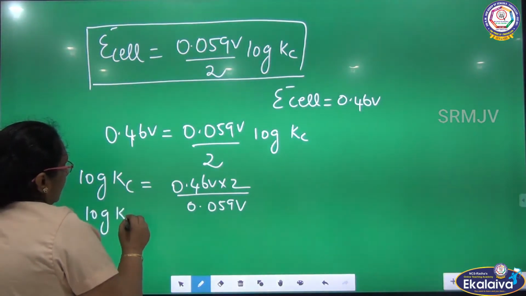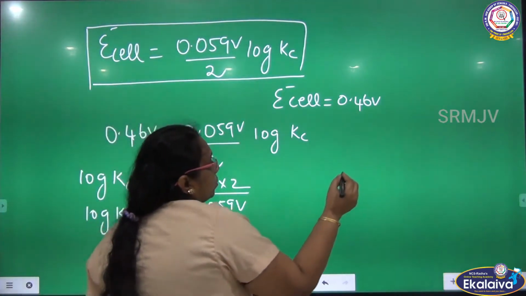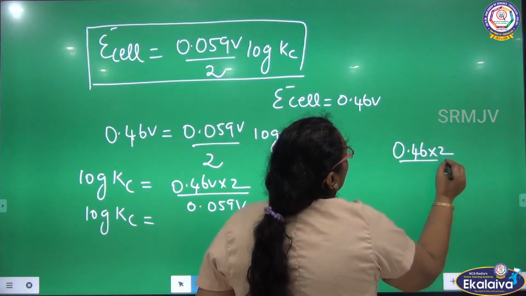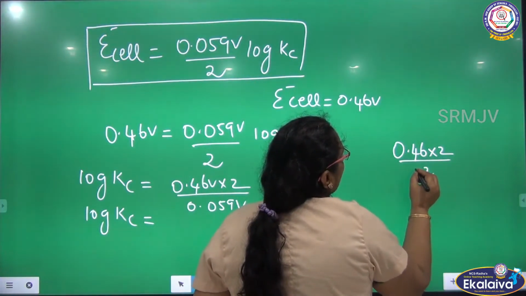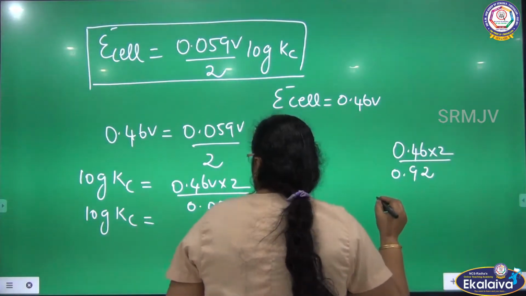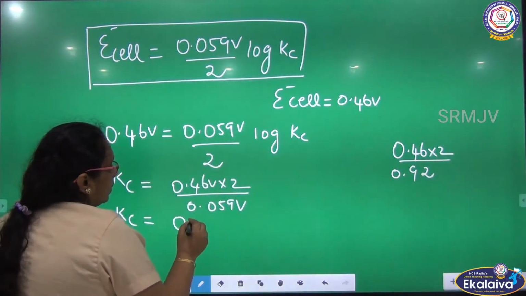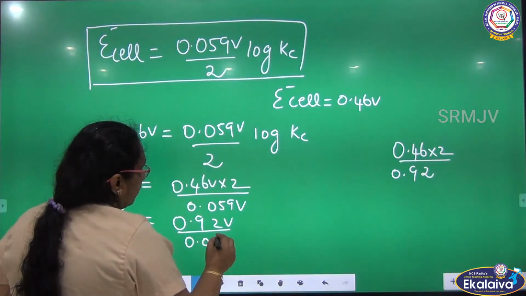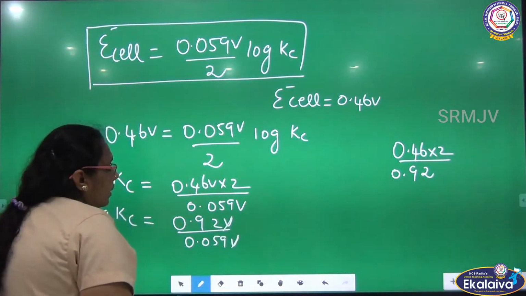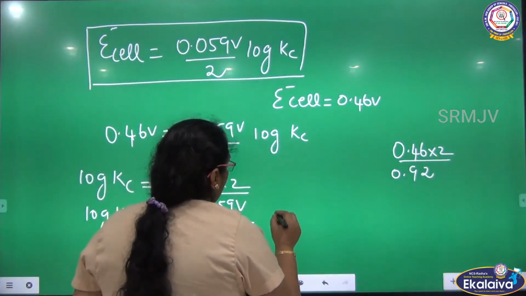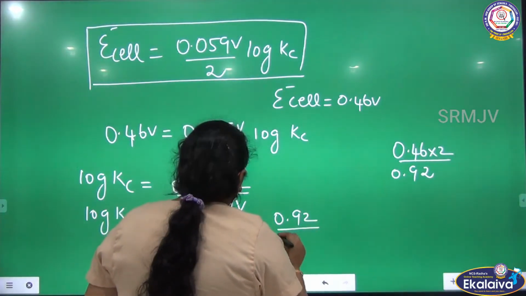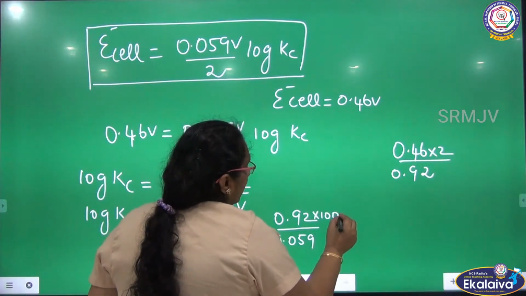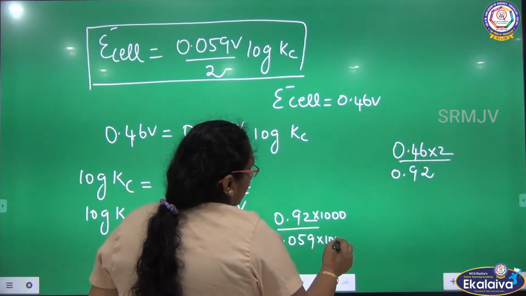Therefore log Kc is equal to 0.46 into 2. What will you be getting? 2 sixes are 12, balance 1, 2 fours are 8, 8 plus 1 is 9, 2 zeros are 0. So you will be getting 0.92 volts divided by 0.059 volts. The volts get cancelled. So you will be getting 0.92 divided by 0.059. If you multiply by 1000, here also you multiply by 1000. So what will you be getting?